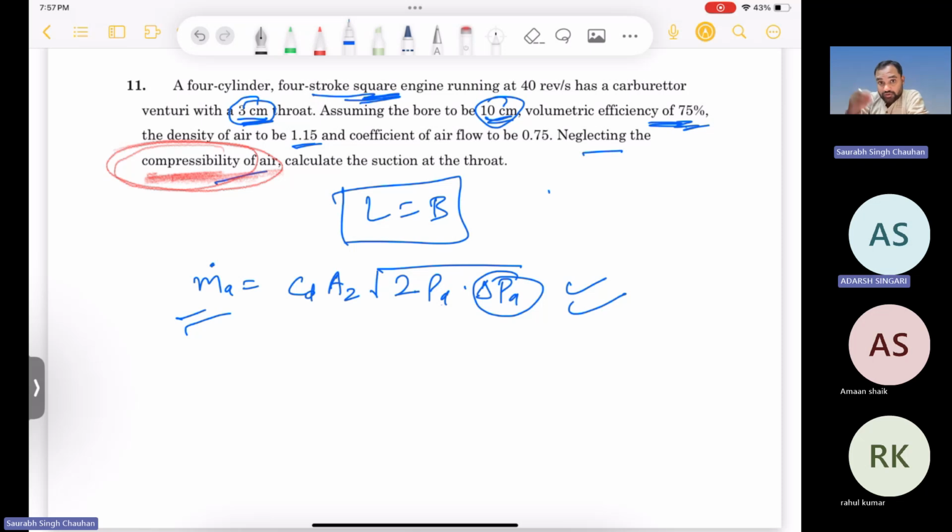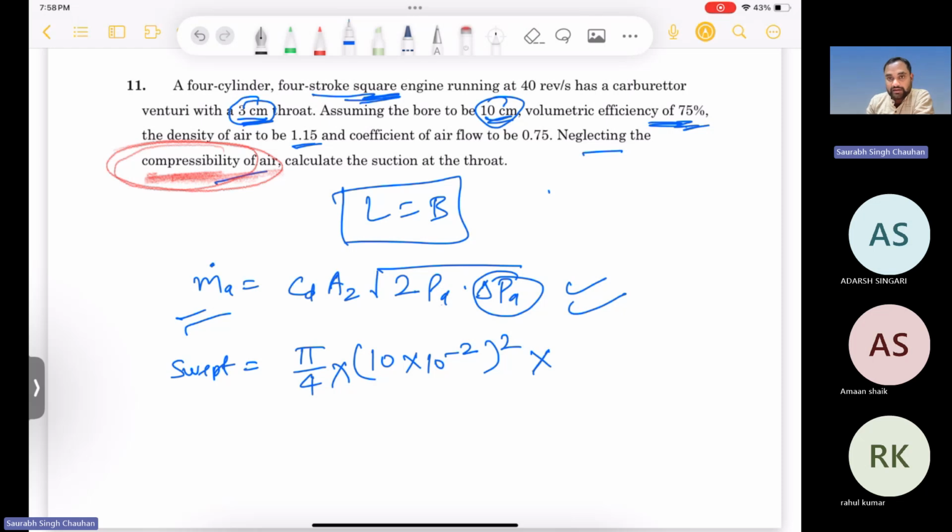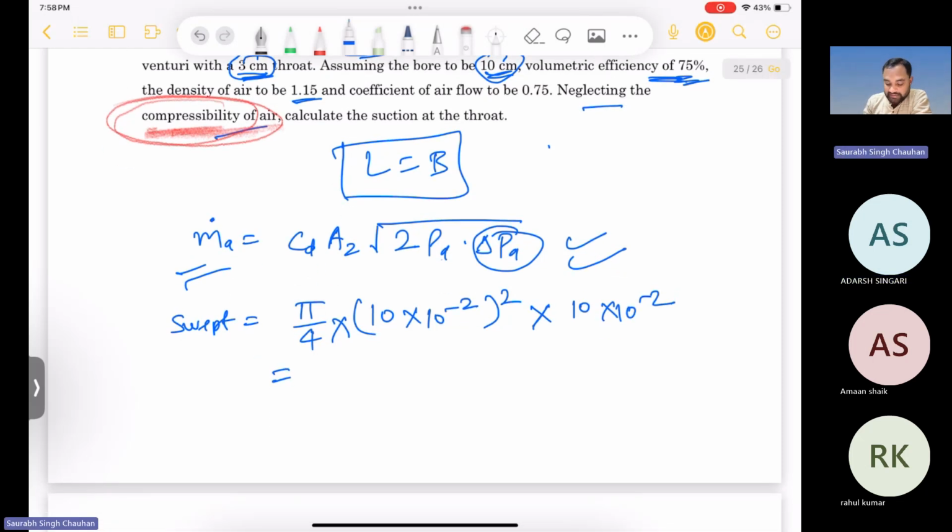Sorry, bore and stroke are the same because it is a square engine. So swept volume will be equal to pi by 4 times area. How much area is this? Bore is 10, so 10 centimeter into 10 to the power minus 2. So now it is in meter, right? This is squared, so this is area multiplied by stroke. So stroke will be the same 10, right? So 10 into 10 to the power minus 2. So now this will come into meters.